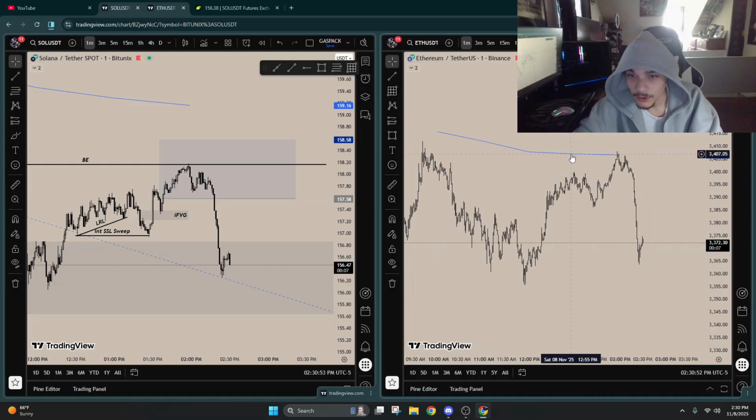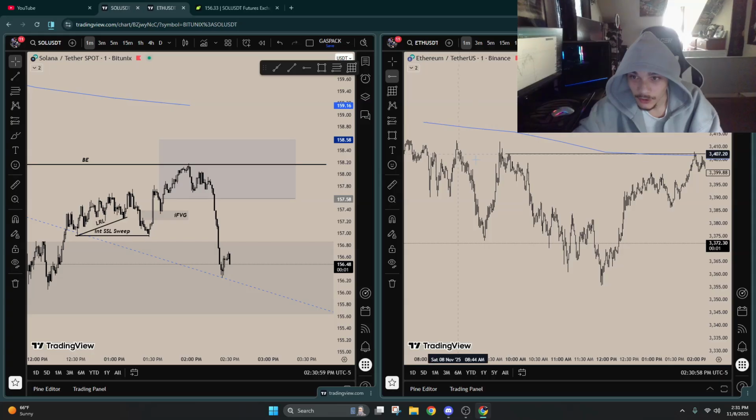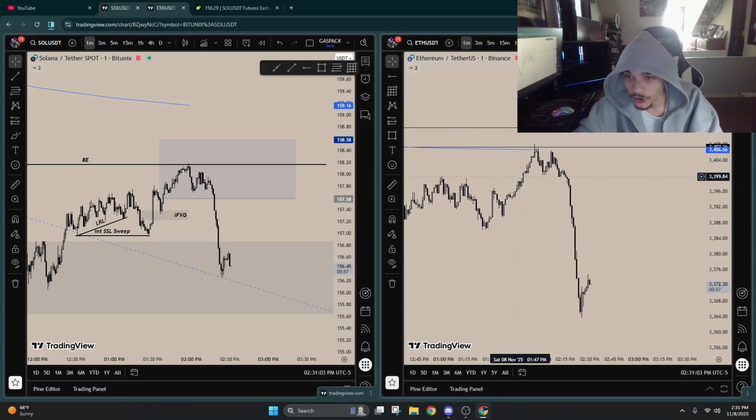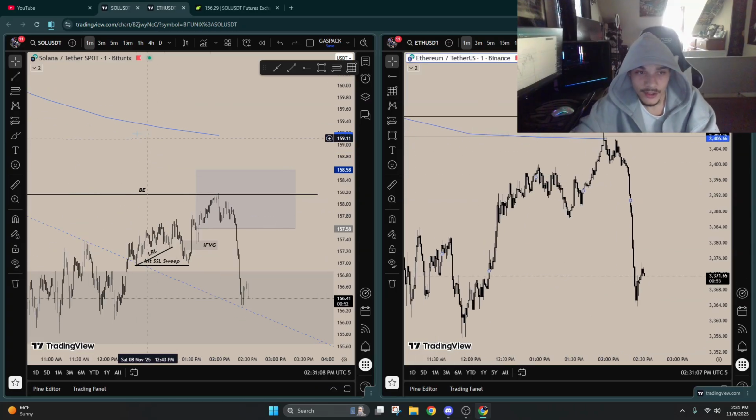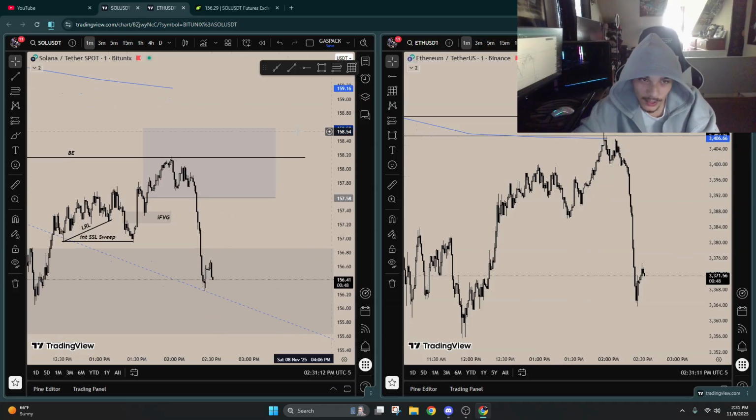What did ETH do? ETH comes up, sweeps out these relative equal highs right here, doesn't sweep out the full equal highs up here, because what is ETH already doing? It's already tapping the EMA. ETH is already all the way up here at the EMA and taps it. That's why Sol absolutely dumped. And that was my mistake in this trade.